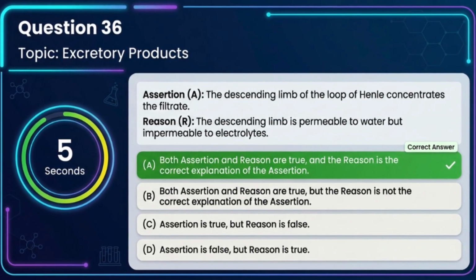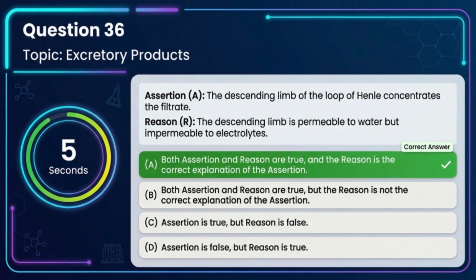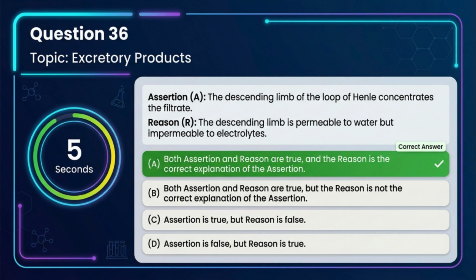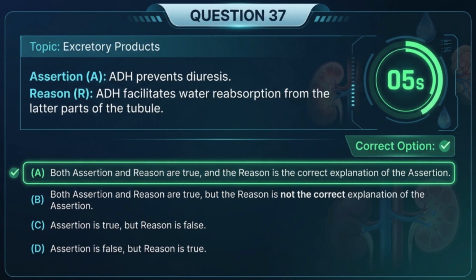Question 36. Excretory products. Assertion A. The descending limb of the loop of Henle concentrates the filtrate. Reason R. The descending limb is permeable to water, but impermeable to electrolytes. 3, 2, 1. The descending limb concentrates the urine filtrate. Why? Because it allows water to escape into the medullary interstitium, but blocks electrolytes from entering. Option is A.